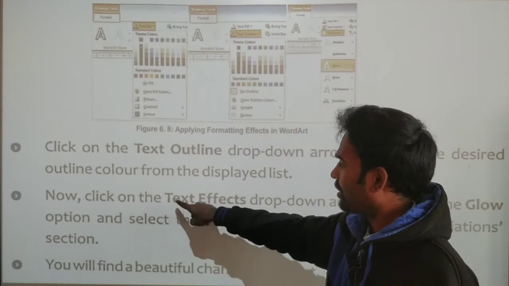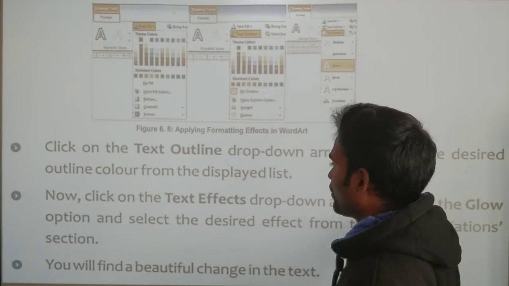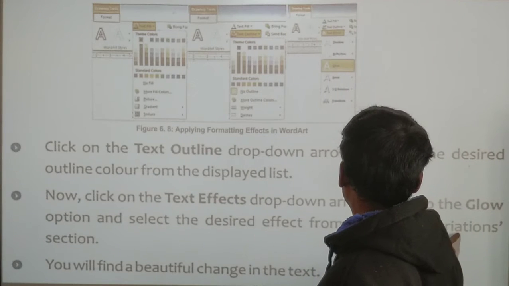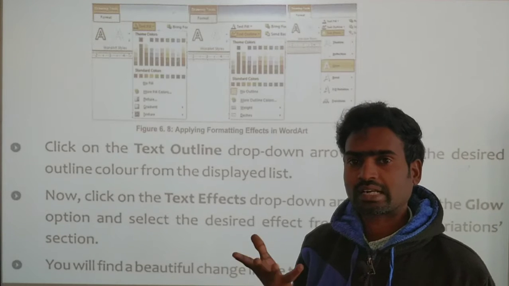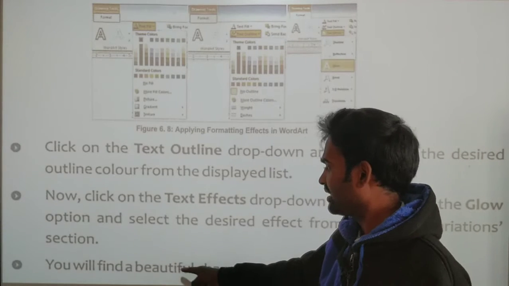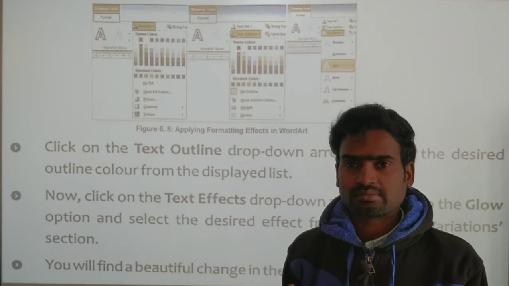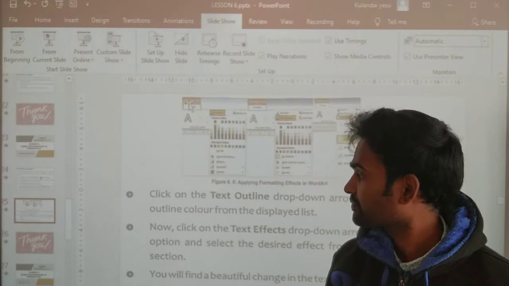Now click on the text effects drop down arrow, point to the glow option and select the desired effects from the glow variations section. Glow, that's another effect. You will find a beautiful change in the text. So that is a very beautiful option we have here, right? Now we shall see that.